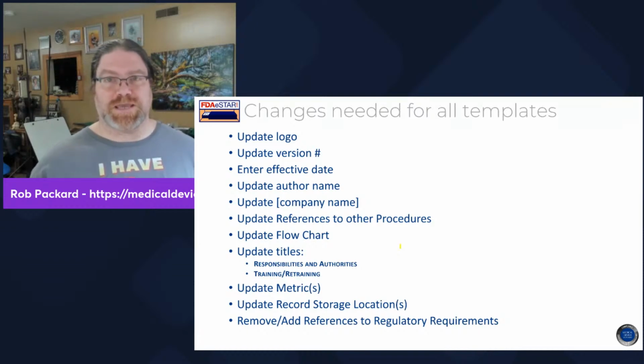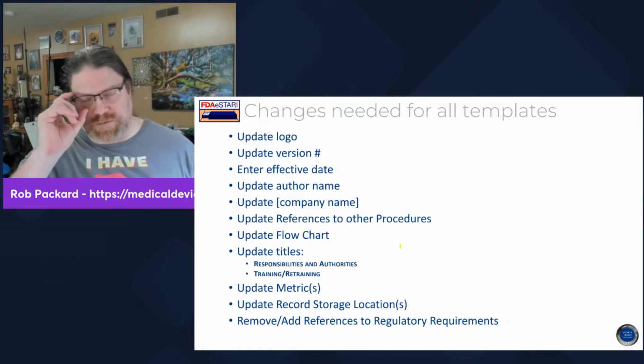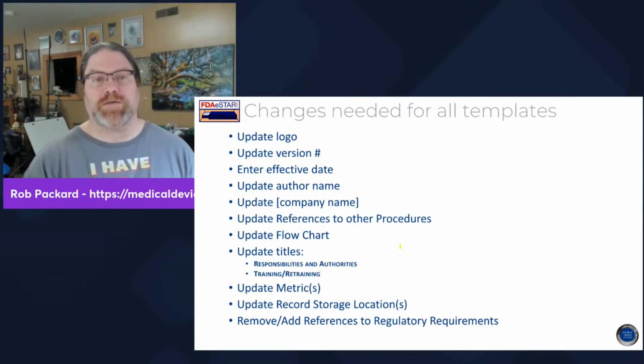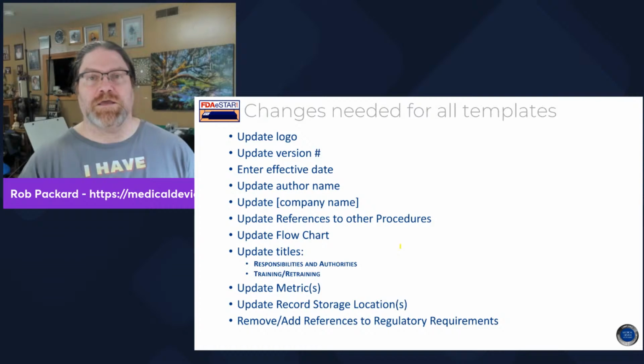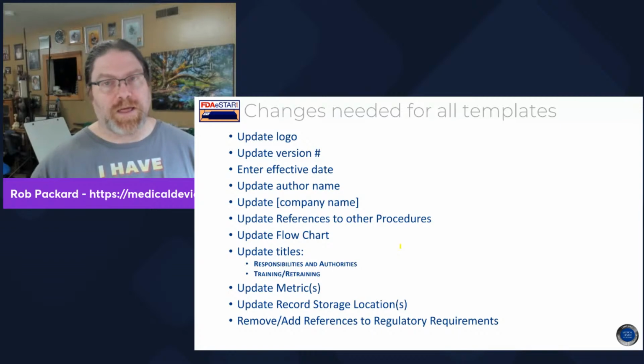You want to update records and storage locations. So you're going to actually indicate what the hyperlink is for that storage location, unless you have an electronic quality management system where things are automatically put in the right location and that's validated. And finally, you're going to add or remove references based on the markets where you actually sell your product. So if you're selling it in Europe, you would include European regulations. If you're selling it in Canada, you include Canadian regulations. If you're selling in the US, you include US regulations. And any of those that don't apply, you would remove.